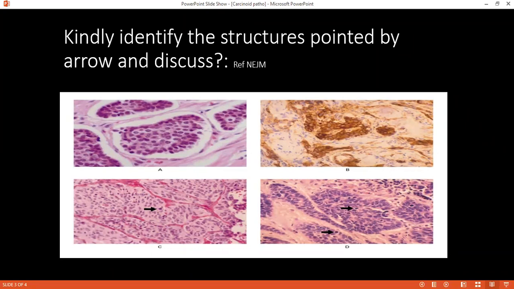Okay, how does it spread? Ma'am, because the cells produce beta-catenin, which helps in adhesion of the tumor cells to various organs. It spreads mainly to the liver. Okay, it spreads mostly to the liver.